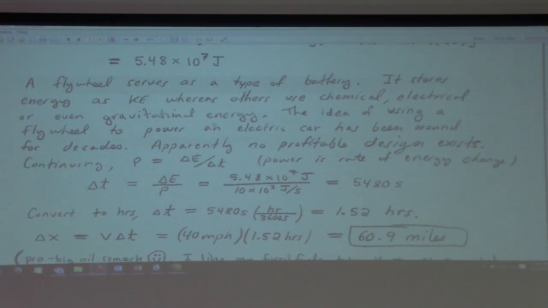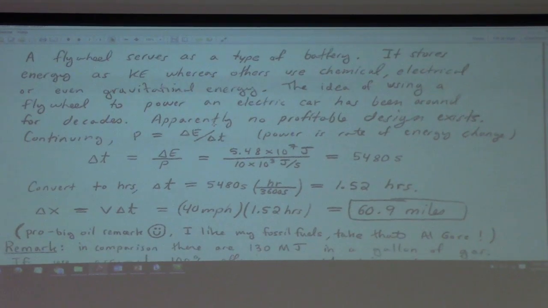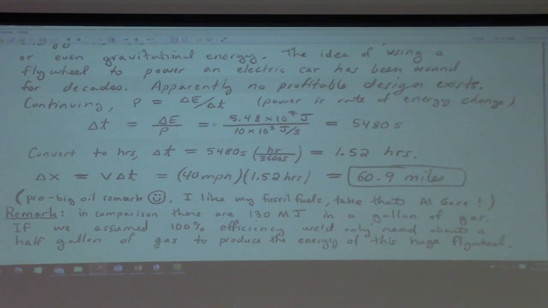And that seems like something, but if you stop and think about gasoline, well, there's about 130 megajoules in a gallon of gas. So you can have this giant spinning thing in your car that will get you about 1/2 gallon of gas worth of energy.